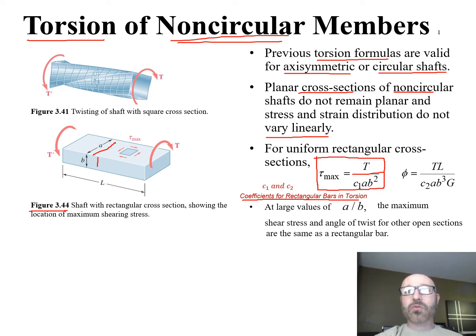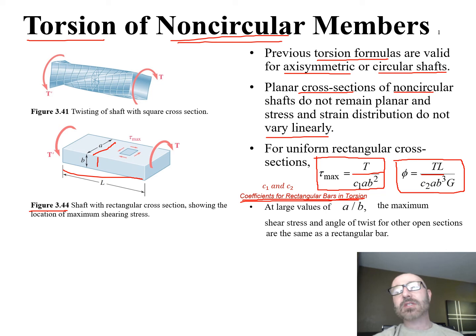Now for our angle of twist, we have this relationship that phi is equal to T times L, where L is still the length of this rectangular member, all divided by C2, which is another coefficient of rectangular bars in torsion, which we'll get to with a graph or some values in a bit. This is times a b to the third times G. So this is for phi, for angle of twist. This is our tau sub max for these uniform rectangular cross sections.